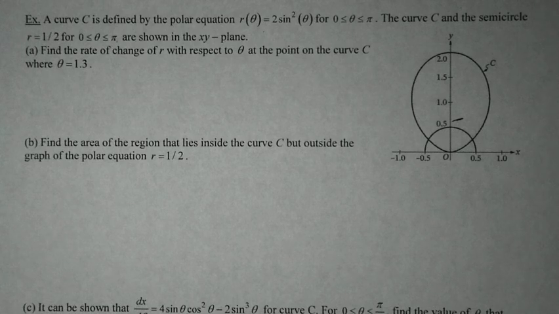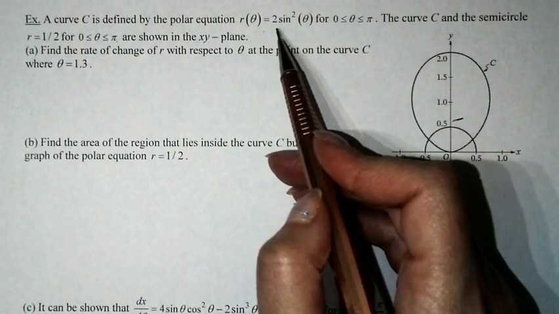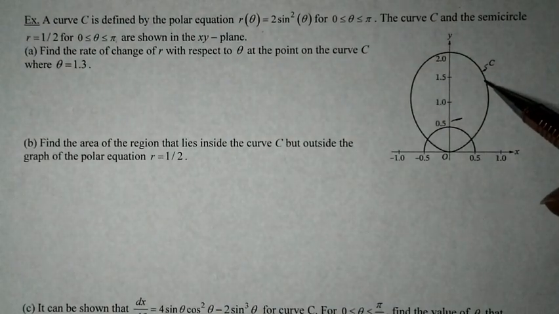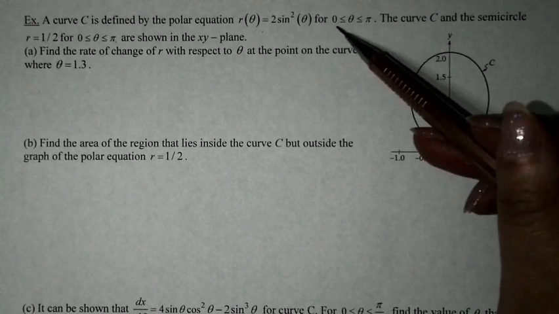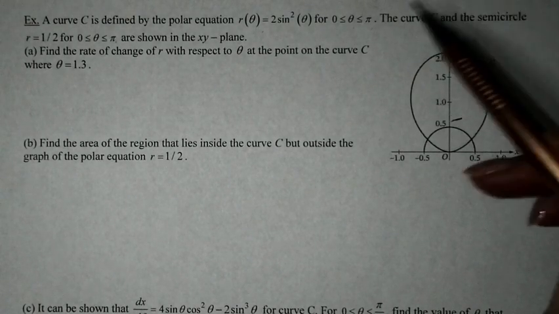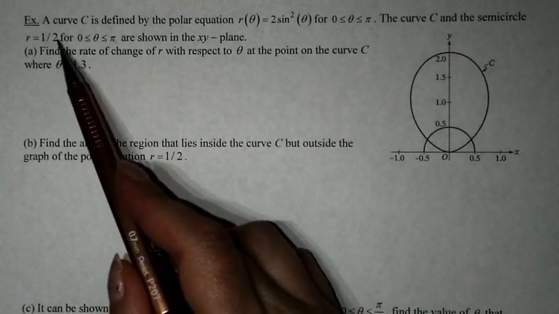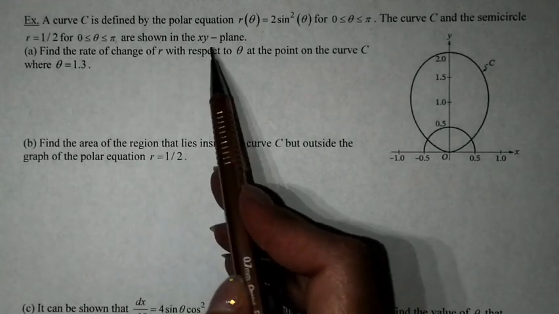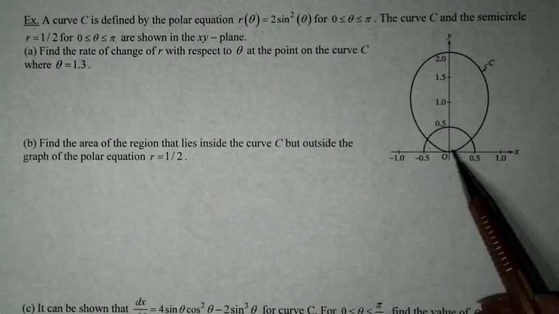For this example, you have a curve C that is defined by the polar equation r of theta equals 2 sine squared theta. Please note that C is this one, they are telling you here in the graph. The theta is between 0 and pi, the curve C and the semicircle, the one that we have over here, r equals 1/2 for theta between 0 and pi, are shown in the xy plane. So you can see that here's the semicircle that they are talking about and the polar curve.